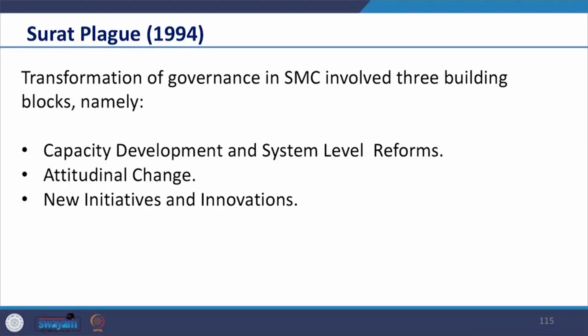We see that transformation of governance in SMC involved three building blocks, namely capacity development and system level reforms, attitudinal change, and new initiatives and innovations. As part of the capacity development, meaning training the people along with an enabling environment, a supporting environment was created which played a mutually reinforcing role in the institution reform in the city.